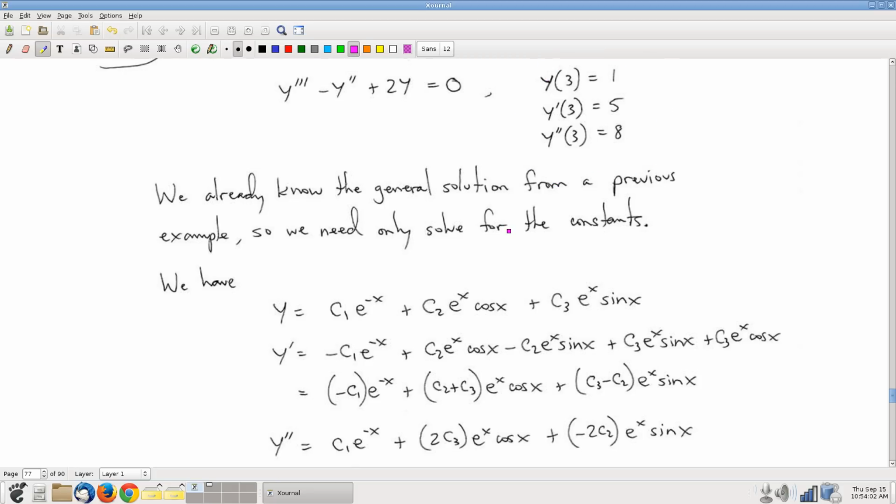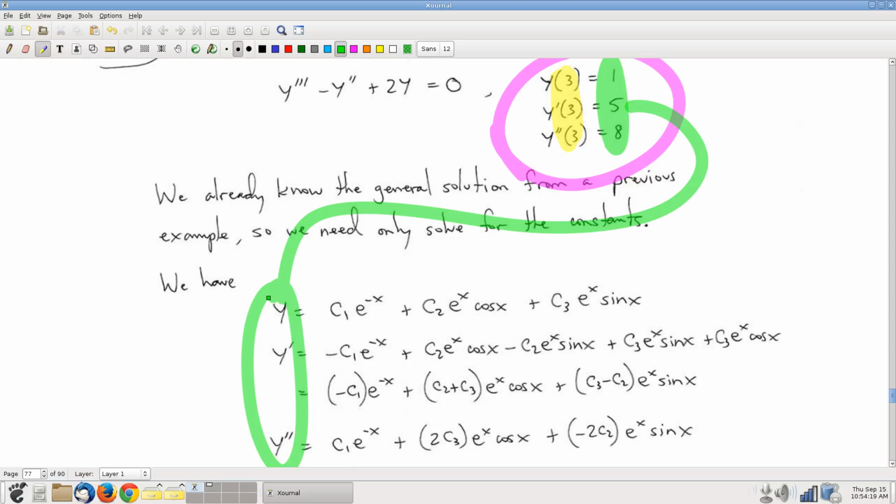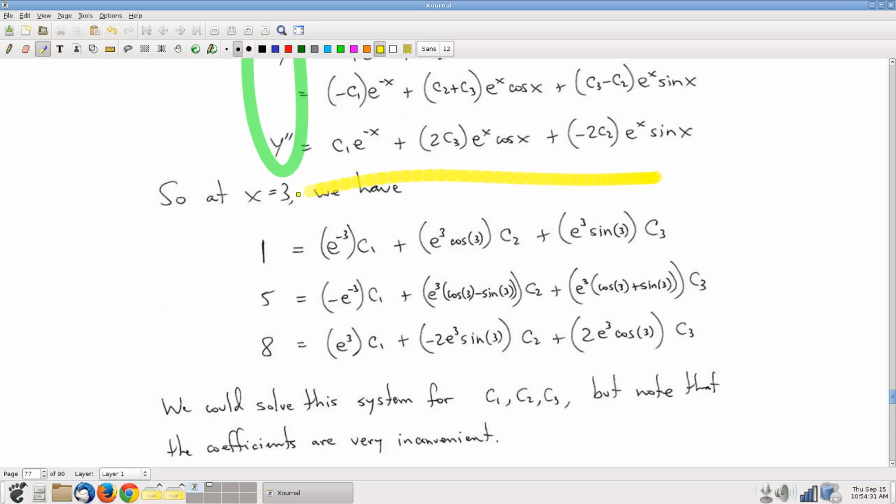So specifically, what these initial conditions say is that when x is equal to 3, y, y prime, and y double prime are equal to these values. So those values go here. We plug in x equals 3 in all of these appropriate positions, and the result then is this system of equations. And all we have to do then is solve for C1, C2, and C3.